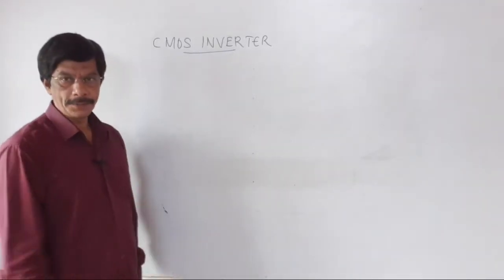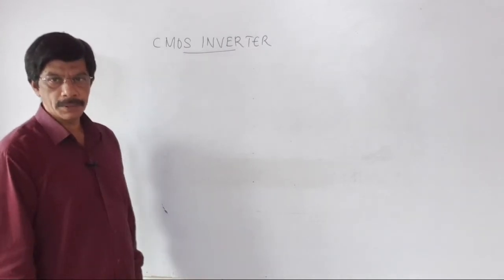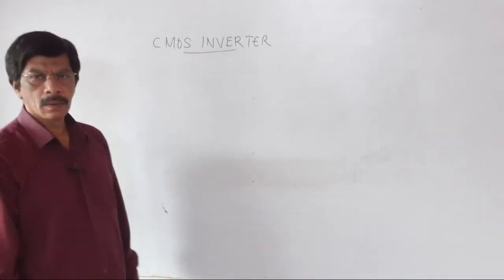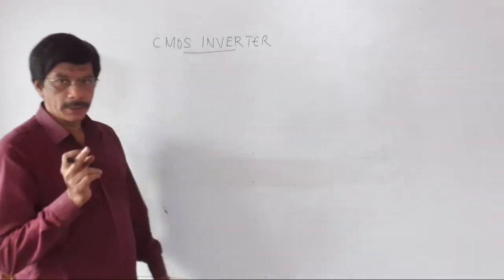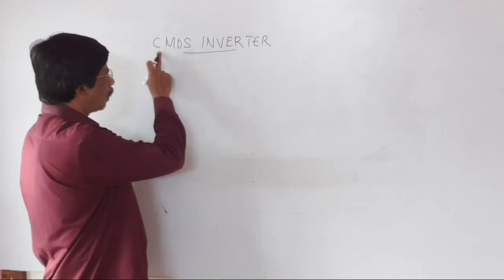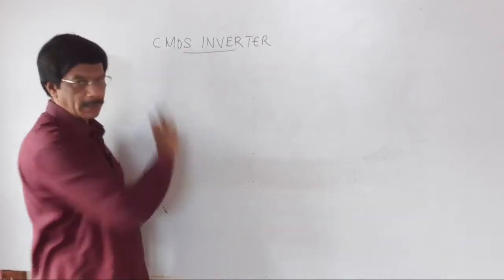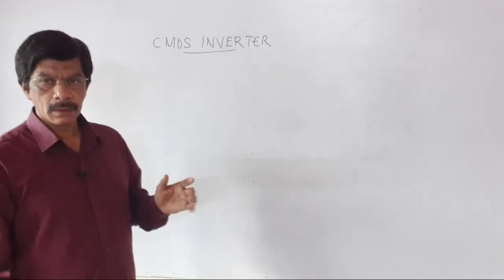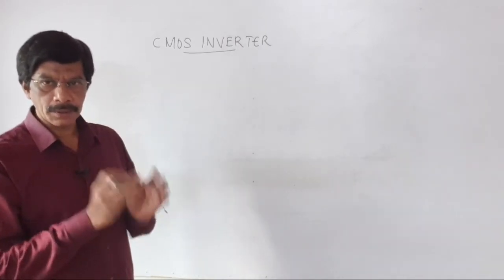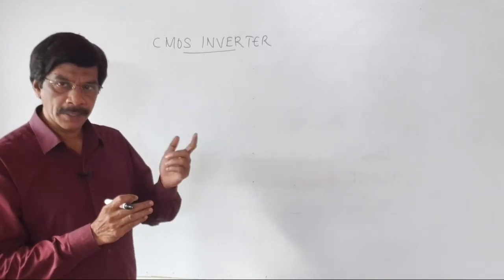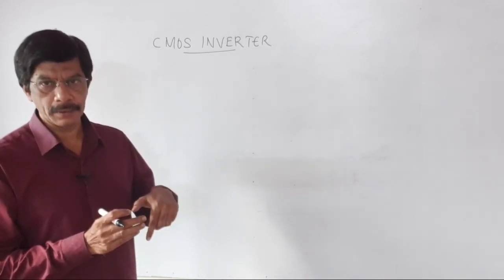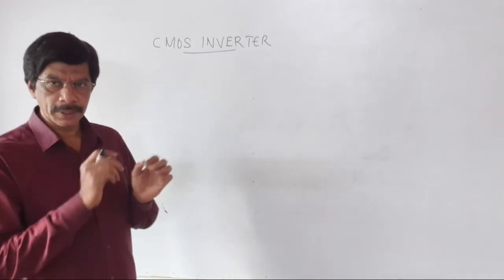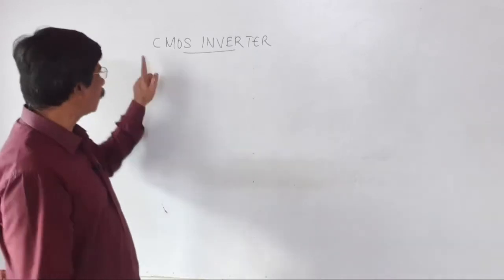Now, let us discuss one of the important CMOS gates called the CMOS inverter. Already I told you that CMOS means complementary metal oxide semiconductor. Why the name complementary? The same circuit consists of both NMOS transistor and the PMOS transistor. Both transistors are complement to each other. Therefore, the name is called complementary.